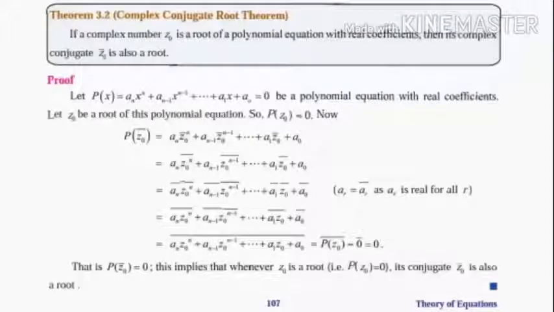The first one is the complex conjugate root theorem. The concept in this theorem is: if z0 is a root of the polynomial equation, then automatically its conjugate, z0 bar, is also a root. That is the condition this theorem tells you.